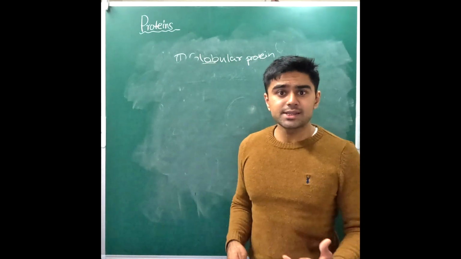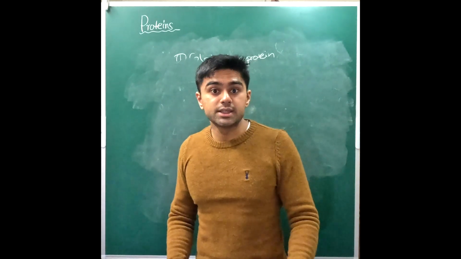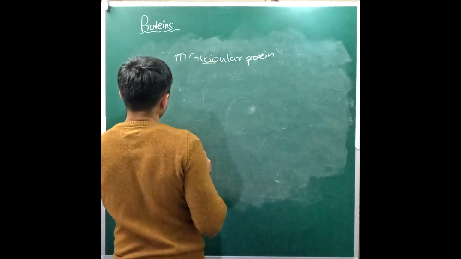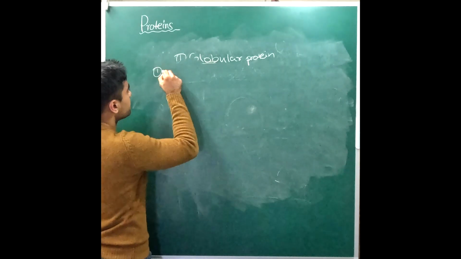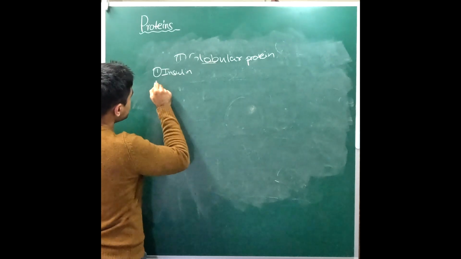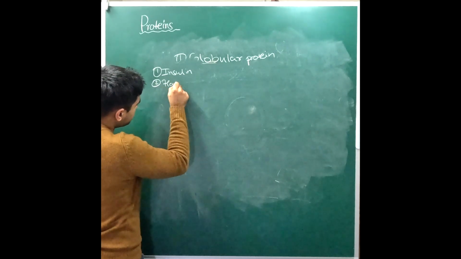Okay, so now let's go through some examples of globular proteins you need to know at A level. What's the first one? Well, the first type of globular protein you need to know is insulin. Second type, hemoglobin.